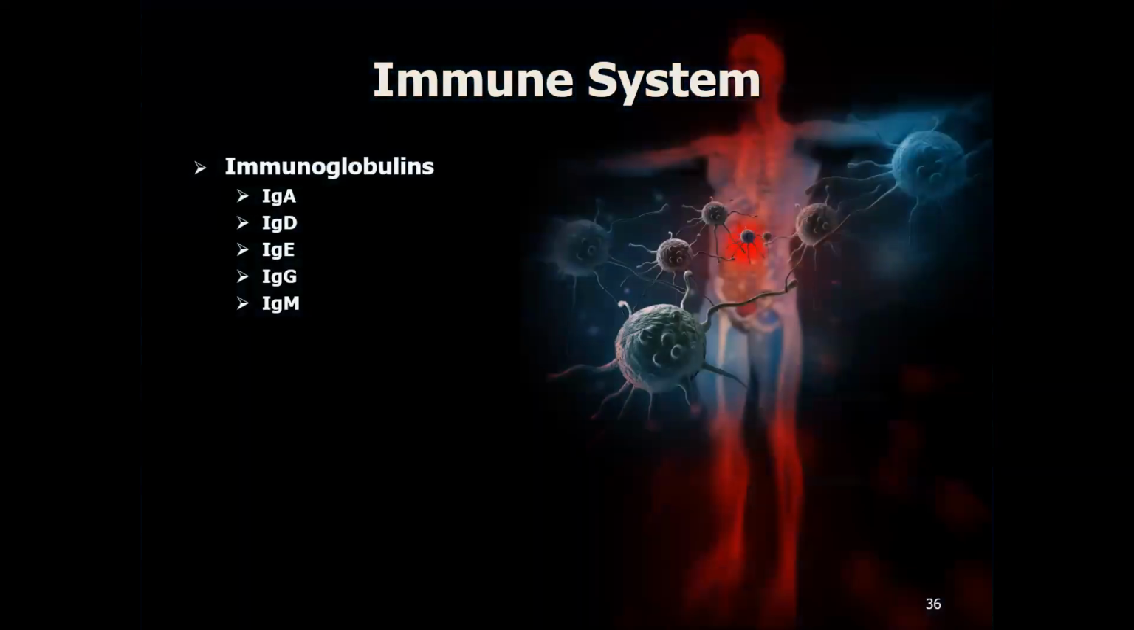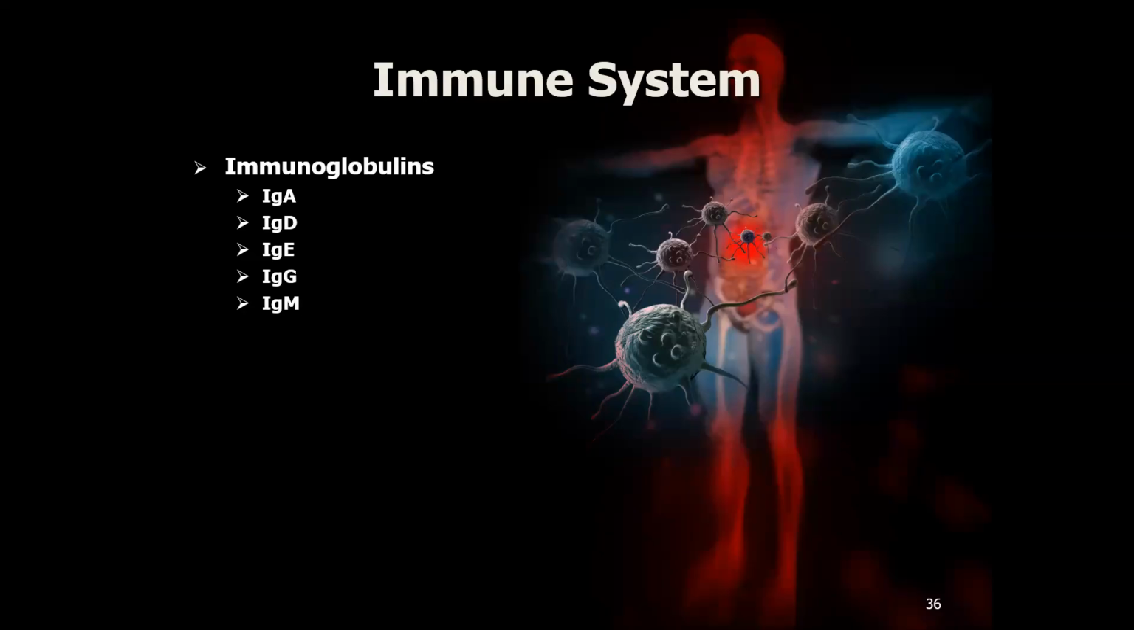The adaptive system rids the body of pathogens by the production of antibodies. Antibodies are also called immunoglobulins, IgS. These are very tiny proteins produced by B cells. There are 5 classes of immunoglobulins and each has its own function. Immunoglobulin A protects against pathogens entering the body, especially mucous membranes. IgD initiates B cell response.